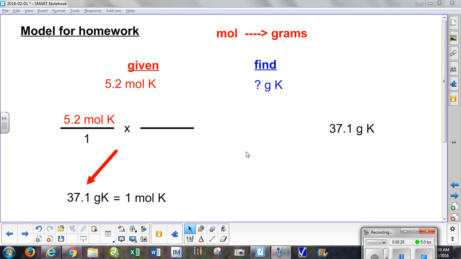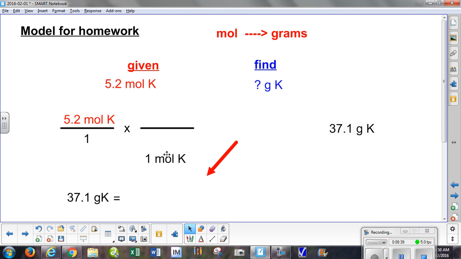Okay, you've tried it on your own. Let's see if your manipulation of the two guys here is going to be, first of all, in the correct position and then for the correct reason. So why would I take this guy and put him on the bottom? I would put him on the bottom here because, why? Good. I'm going to cancel my moles of potassium. And so here we go. We're going to cancel those guys out.